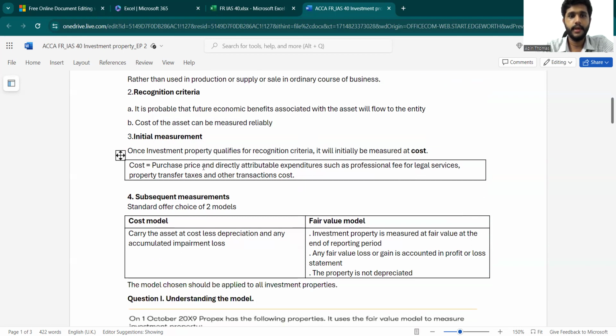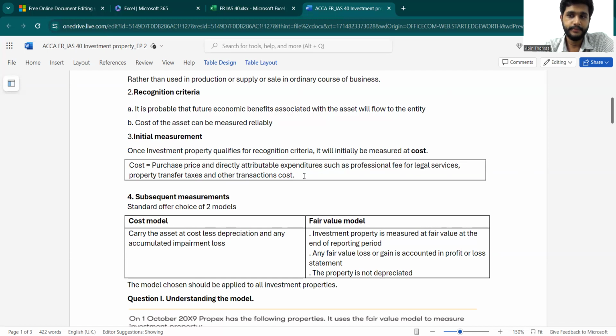Then after the investment qualifies for the recognition criteria that we saw above, it will be initially measured at cost. So what is the cost? Cost will be the purchase price, the price that we paid to the vendor or the supplier or the initial landowner, plus any additional directly attributable expenditures such as professional fees for legal service, property transfer tax, and other transaction costs.